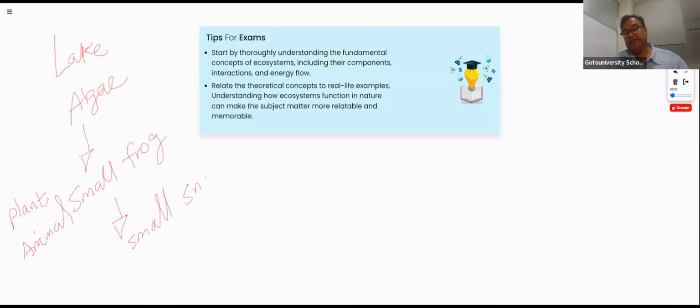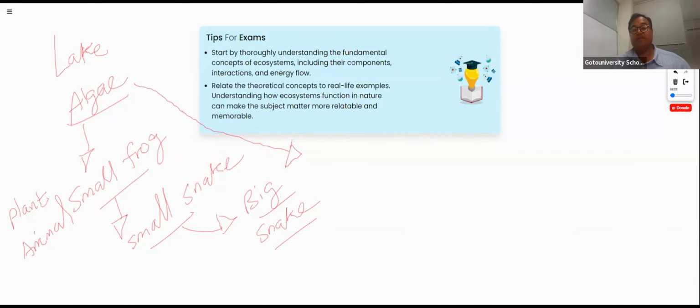So the small snake is eaten by the big snake, and the big snake is eaten by whom? So the big snake is eating the small snake. This is the message we need to understand. So algae is eaten by the small frog, which is taken by the small snake, which is taken by the big snake. This is where the energy flow is happening. The energy flow can happen in other ways also.